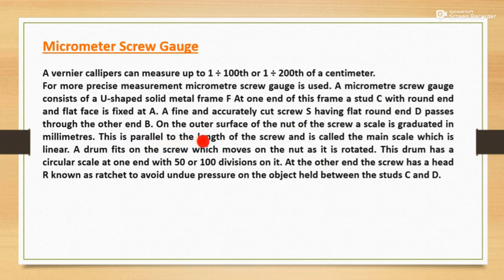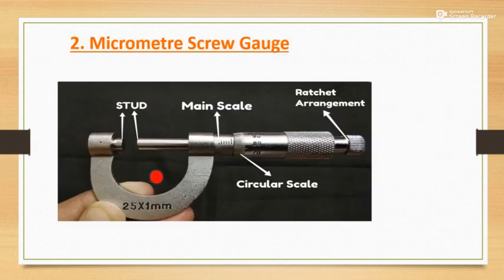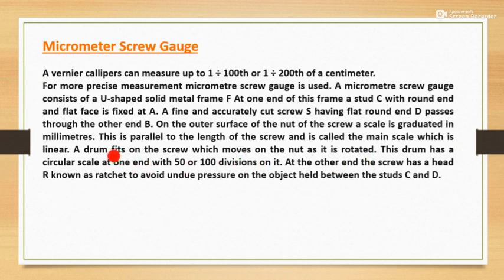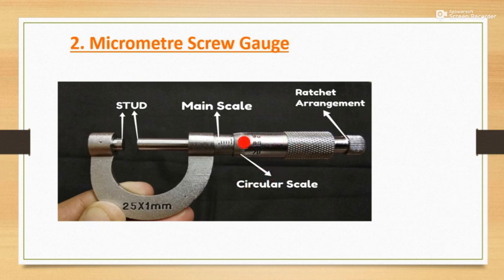This is parallel to the length of the screw and is called the main scale, which is linear. Linear means a straight line. This is the interval passing through the circular scale, and the reading of this main scale is linear. And a drum fits on the screw, which moves on the nut as it is rotated like this. This is called the circular scale, which rotates around the main scale.